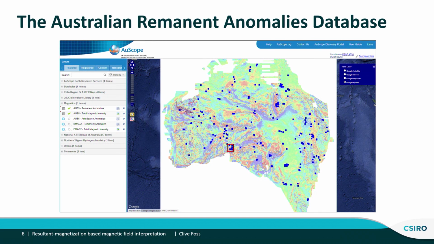Each of these entries currently has a full image of the anomaly, and each of those solutions has one or more models to explain it, together with estimates of magnetization direction. In this talk, we're going to look at some case studies from the Coompana area in South Australia, which is in this red box.